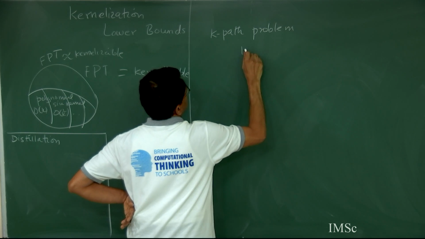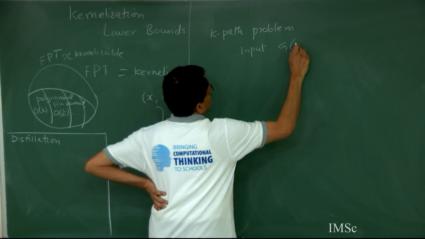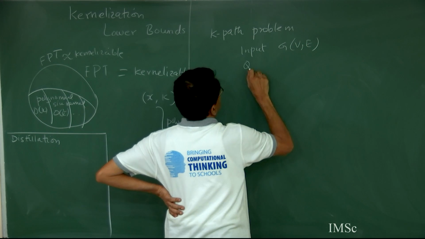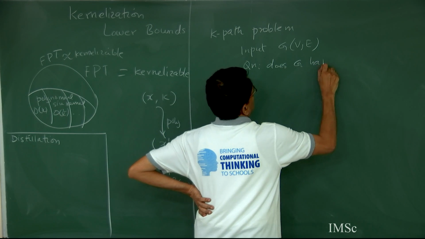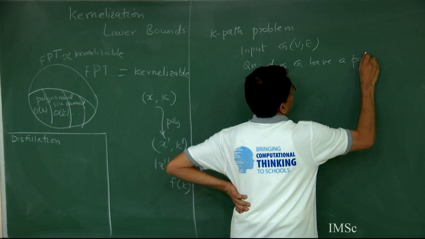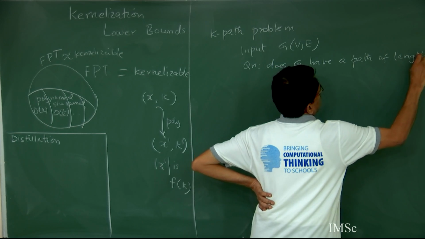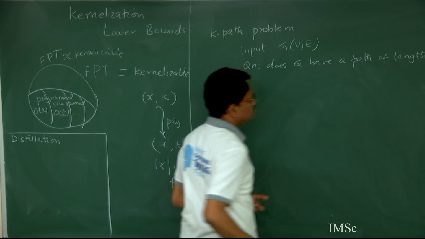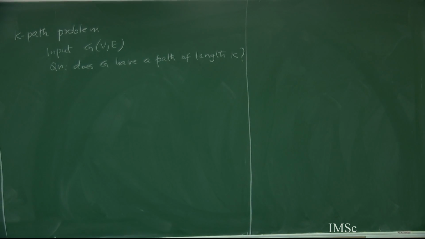So your input is some undirected graph G, and the question we are interested in is, does G have a path of length k? Okay, is it FPT?